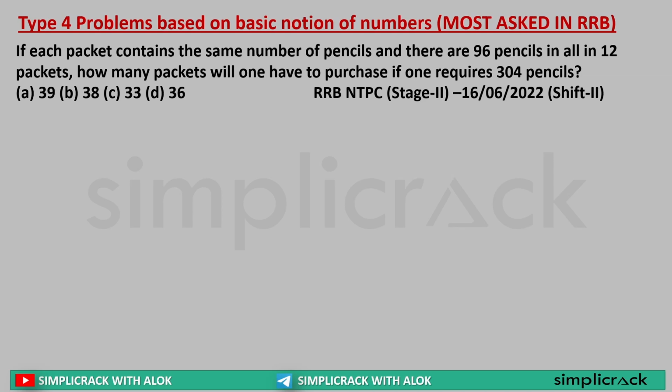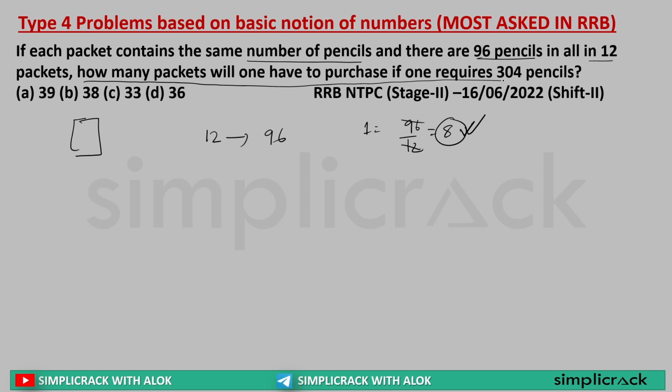Next. This is the most asked type in RRB, a favorite of RRB, but this is quite simple. Now what it is saying, if each packet contains the same number of pencils, that means in every packet the number of pencils is equal. There are 96 pencils in all 12 packets. So there are 12 packets. How many pencils? 96. So each packet, how many pencils? 96 by 12. 12 eights are 96. So in every packet there are how many pencils? 8 pencils.